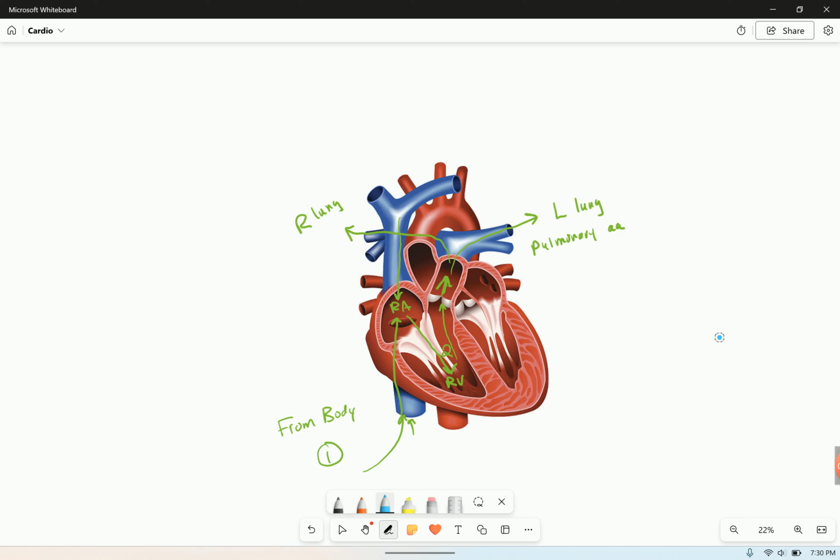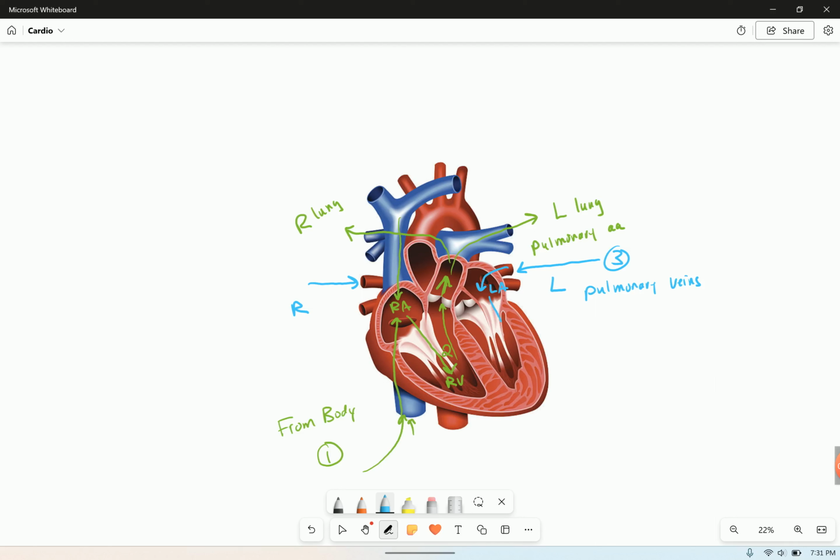Okay, so in step 3, blood will be coming into the right and left pulmonary veins. Okay, the right and left pulmonary veins, and that blood is going to spill into the left atrium. Okay, now the left atrium, their job is always to receive blood. The right atrium receives blood from the body, and the left atrium receives blood from the lungs.